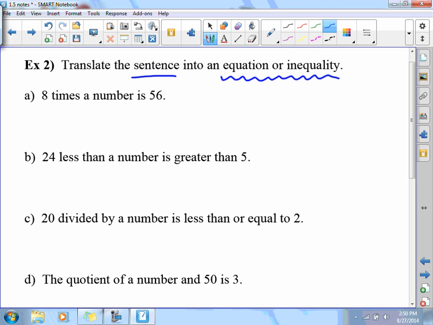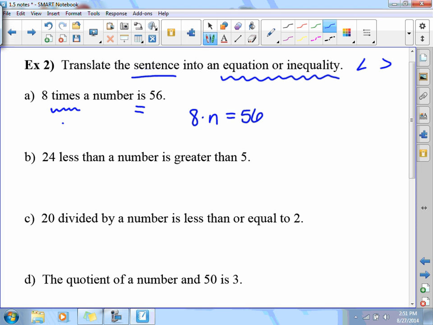So now we're going to have an equal sign, or we're going to have less than, or greater than, or less than or equal to, greater than or equal to. So for part A, I have 8 times a number. So times means multiplication. Is going to be the key phrase that we want to look for when we're dealing with our equal sign. Is means equals. So if I have 8 times a number is or equals 56. There you go. Well done.